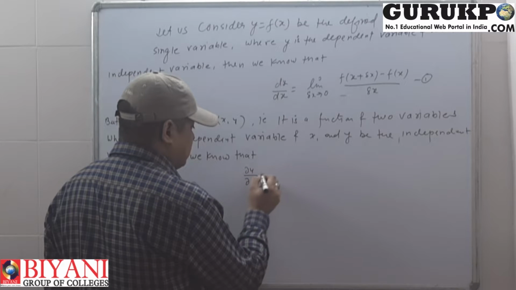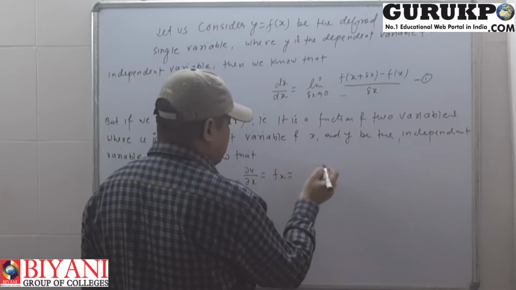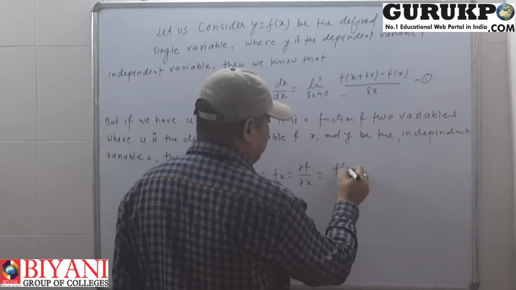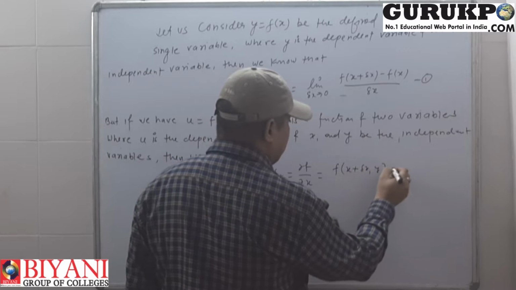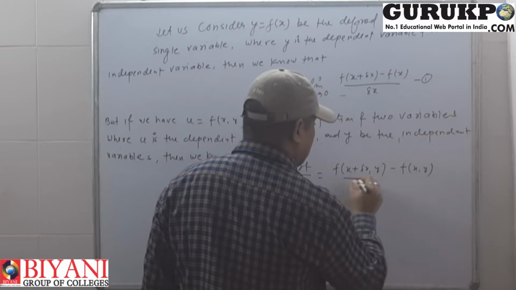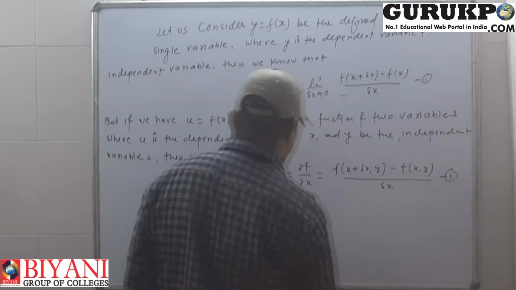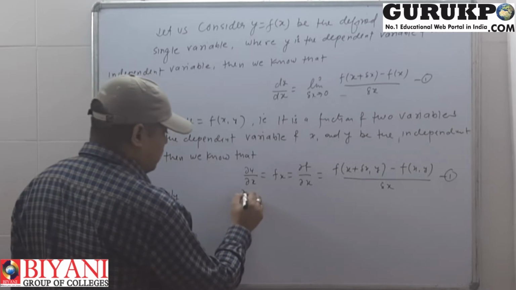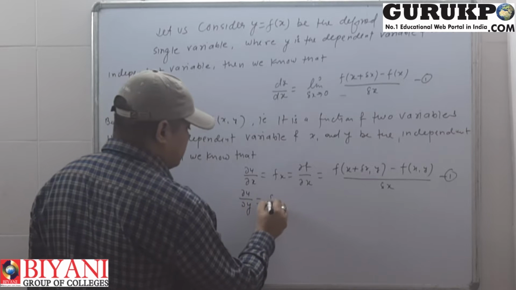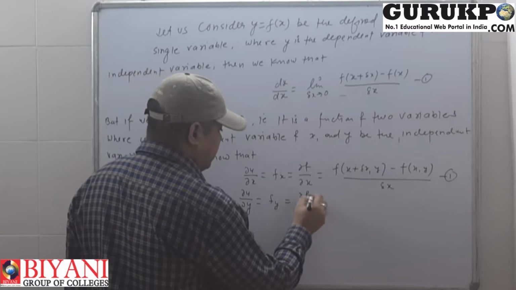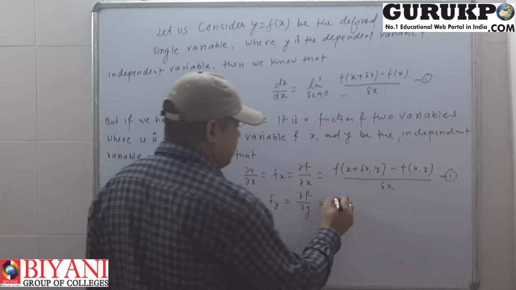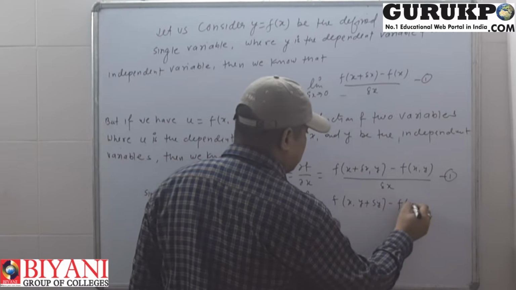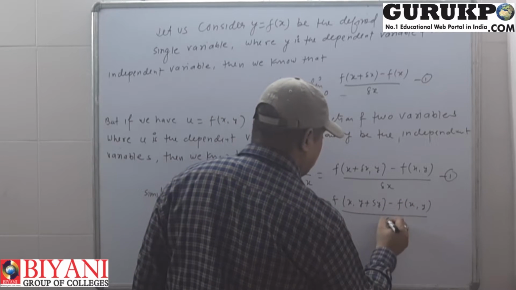del u by del x is equal to f of x is equal to del f by del x, which is the limit of f of x plus del x, y minus f of x y upon del x. Similarly, del u by del y is equal to f of y, del f by del y, is equal to f of x, y plus del y minus f of x y upon del y.